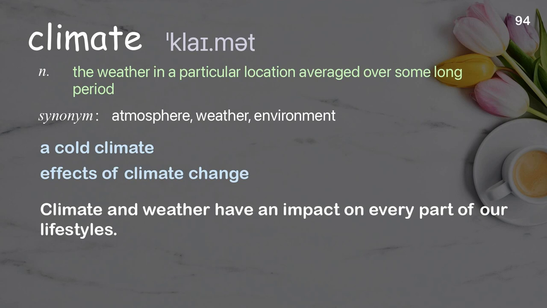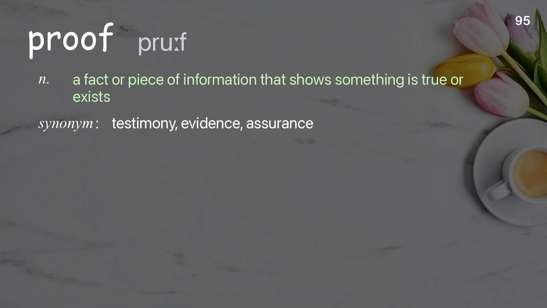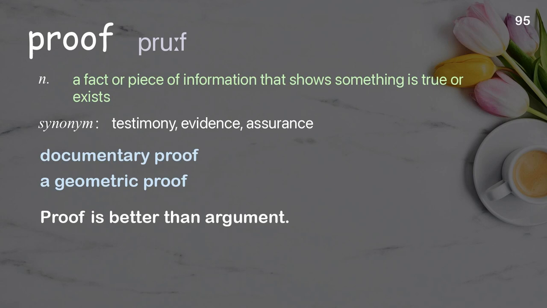Proof. A fact or piece of information that shows something is true or exists. Examples: documentary proof, a geometric proof. Proof is better than argument.